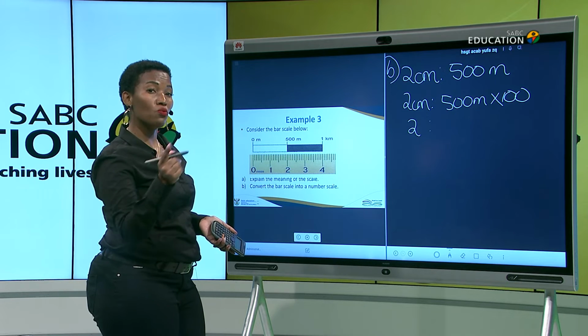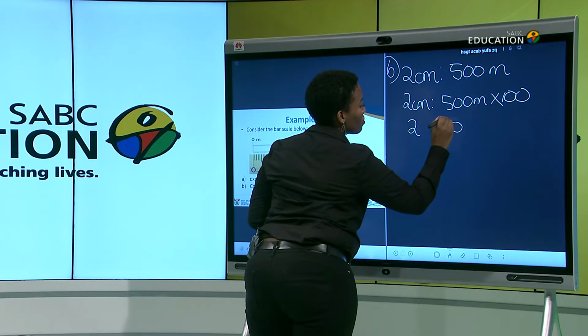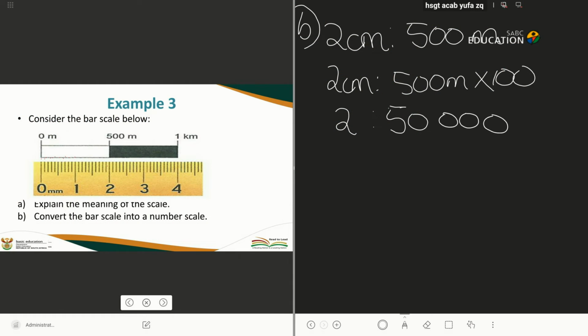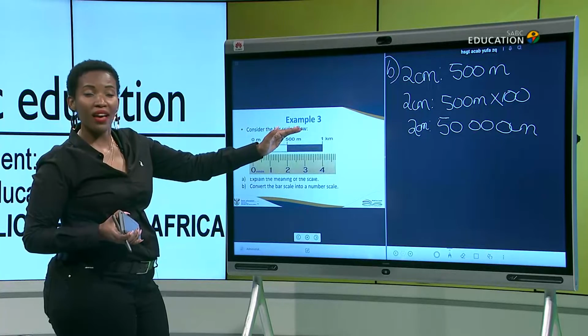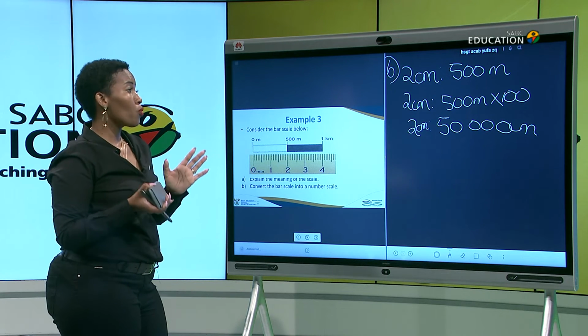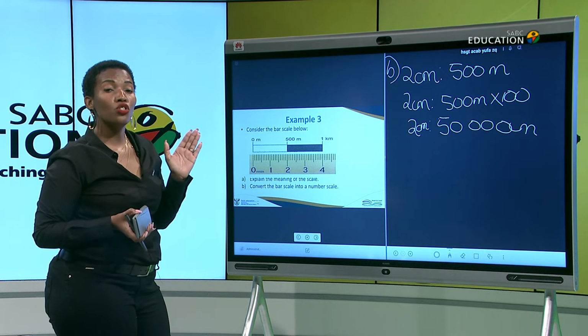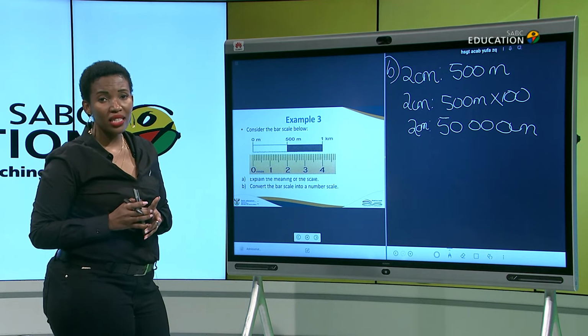It is now 50,000 what? Centimeters. 50,000 centimeters. The units are the same. We are happy. If you want, we can write the units, centimeter here and centimeter there. So your units are the same, but now, is it in its simplest form? No. We still have to simplify this. We have 2 on this side, and 50,000 on the other side. Remember, we want to be left with 1 is to something. If it's at 1 is to something, we cannot simplify it any further.